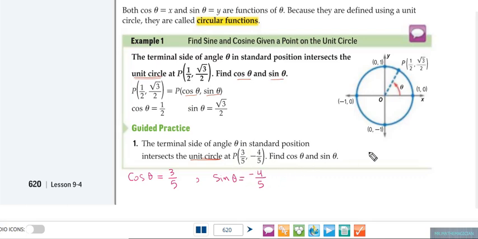Of course, if you are asked to find other trig functions, it will be very easy. For example, if we are asking you for the tan, you know that tan is y over x. So tan theta, in this case, when you divide this one by this one, the 5's get cancelled, so it's just negative 4 over 3. And of course you can find the reciprocals as well.